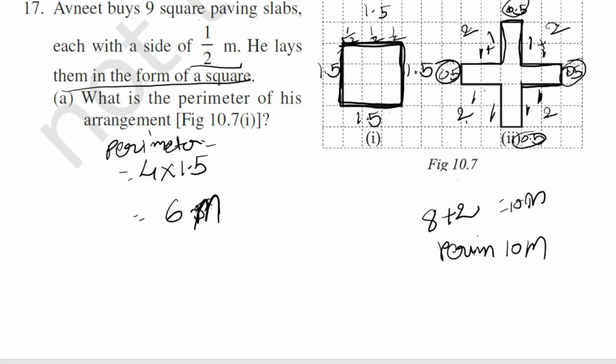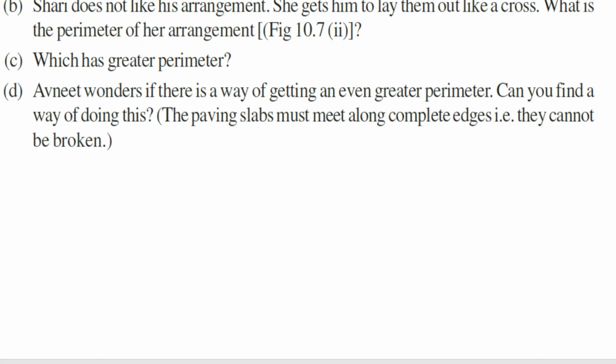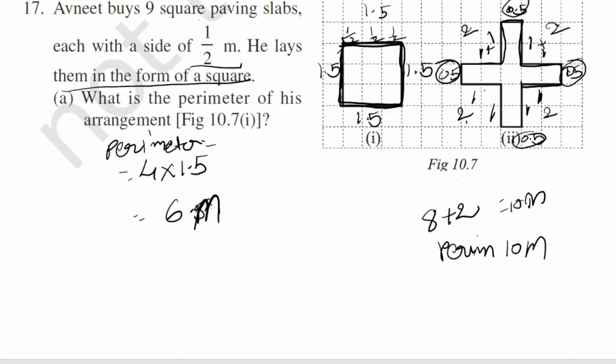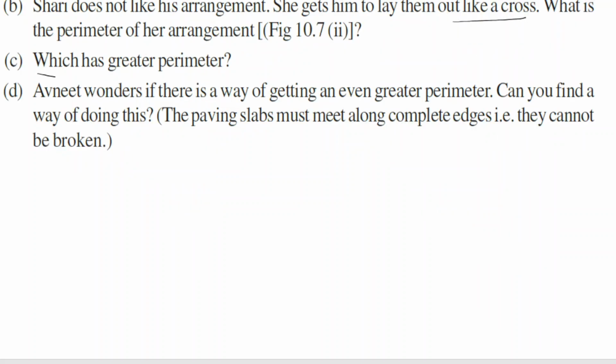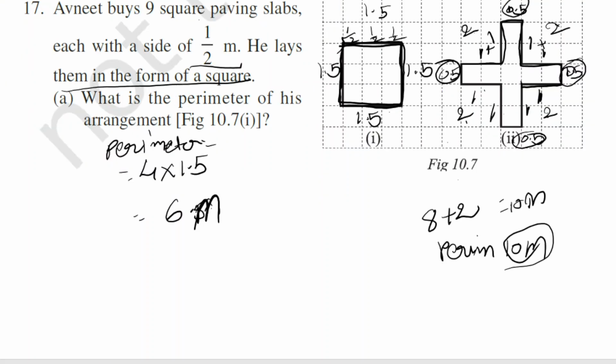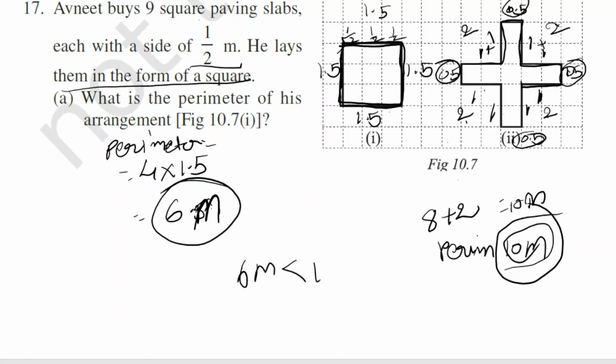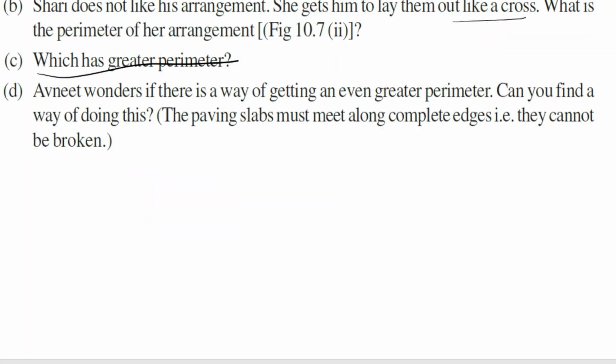But here we need to find out that Abhinit doesn't like his arrangement. She gets him to lay them out like grass. Here the grass perimeter we have found is 10 meters, and which has the greater perimeter? Here the square perimeter is 6 meters and the grass perimeter is 10 meters. So 6 meters is less than 10 meters. So the grass has the greater perimeter.